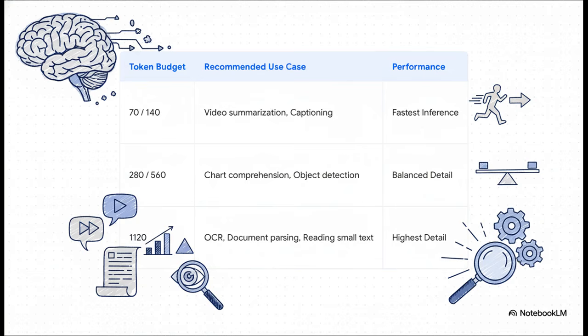It's pretty straightforward. If you're doing something quick, like captioning a video, where you just need the gist of what's happening, you use a low budget. But if you needed to do something like read the tiny text on a scanned document, you crank that budget way up to 1120 for maximum detail.